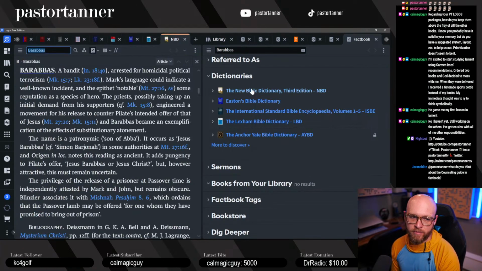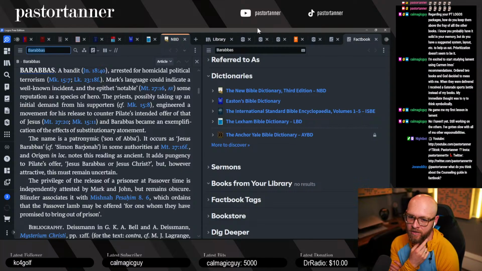Let's now do the New Bible Dictionary. See what it's got. A bandit arrested for homicidal political terrorism. Mark's language could indicate a well-known incident, and the epithet notable suggests some reputation as a species of hero. The priest, possibly taking up an initial demand from his supporters, engineered a movement for his release to counter Pilate's intended offer of that of Jesus. And Barabbas became an exemplification of the effects of substitutionary atonement.